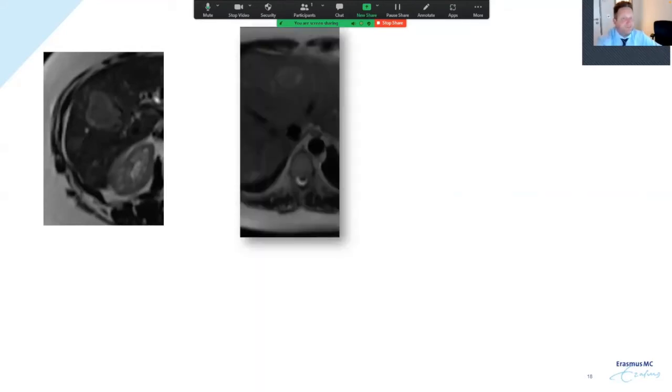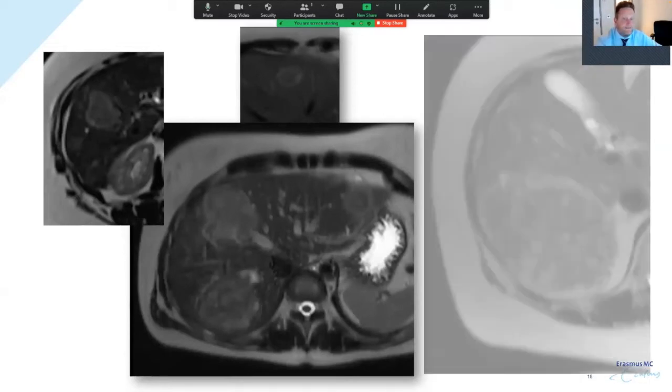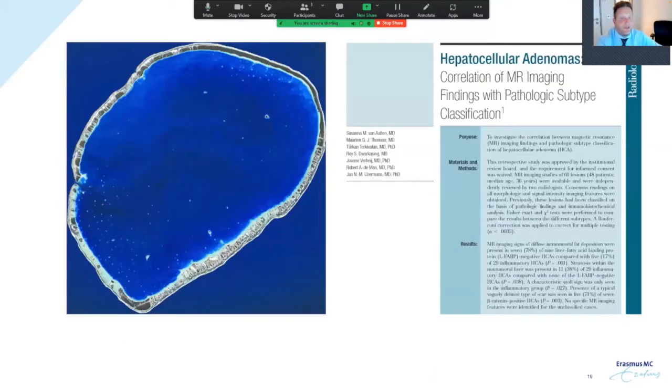Here are some examples of hyperintense peripheral bands with central islands. We published this in 2011 as the atoll sign. Here are some typical cases with a peripheral band and central islands. This is our publication in 2011 with a typical atoll in the ocean.